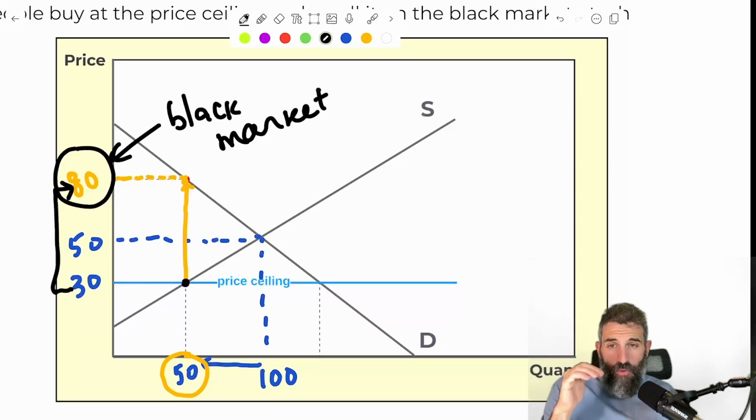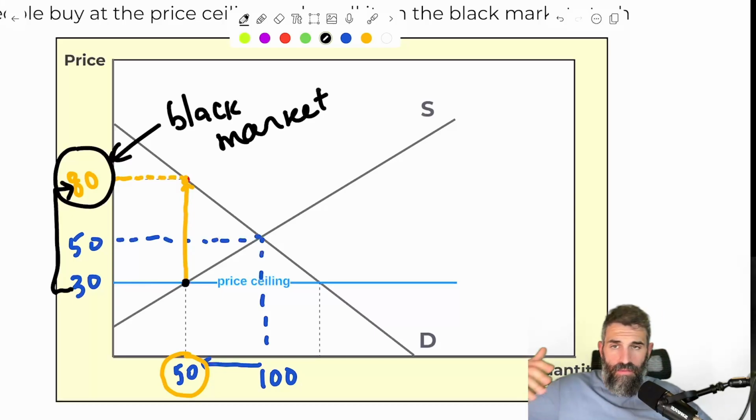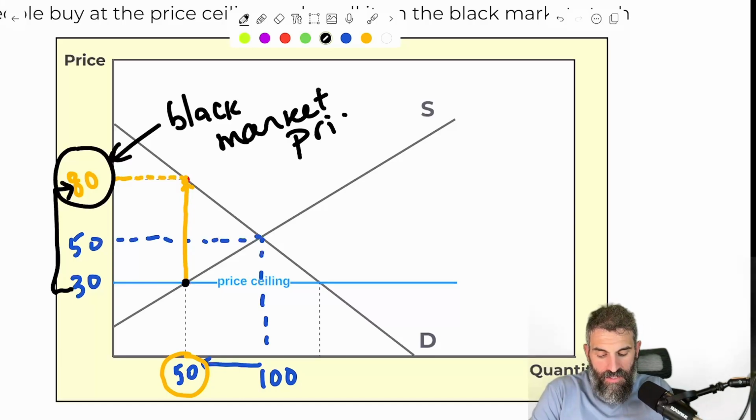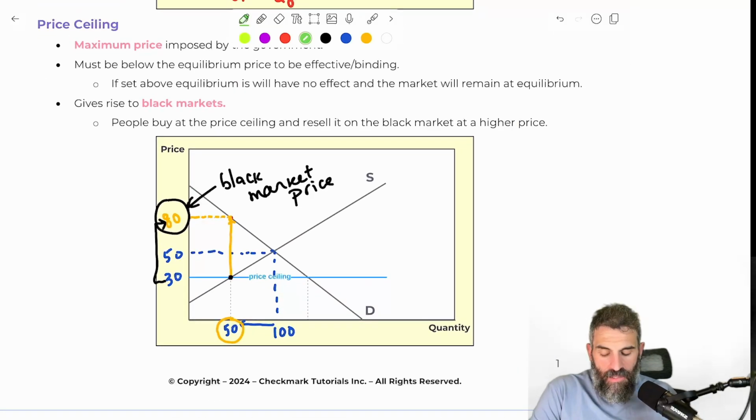So by the government forcing the price to be low, they're creating this incentive for people to go out, buy it at the price ceiling, which is $30, and then go into the black market or under the table, call it whatever you want, and sell it to somebody else at $80. So that's the black market price. It's not a very big part of the class, but it is something to know.